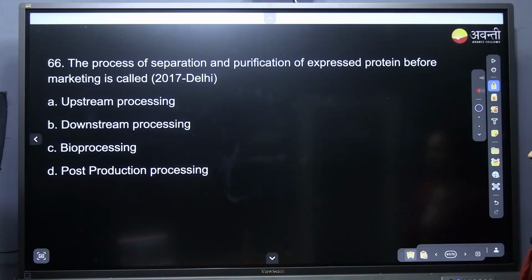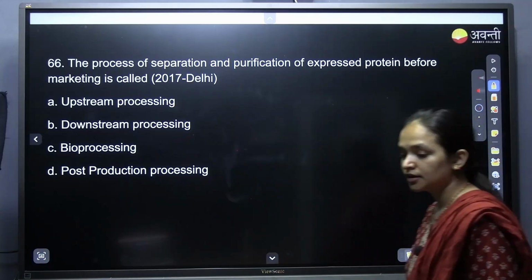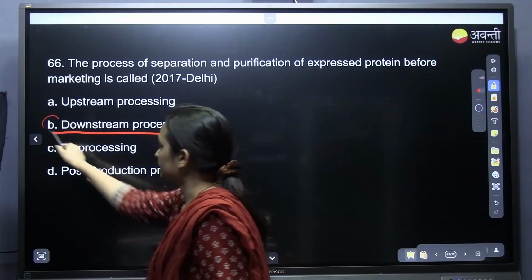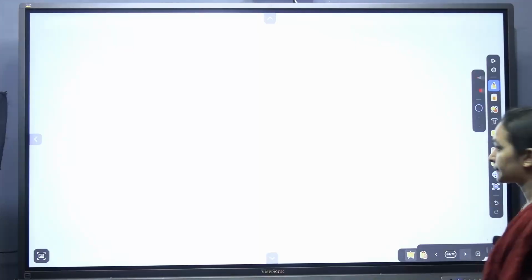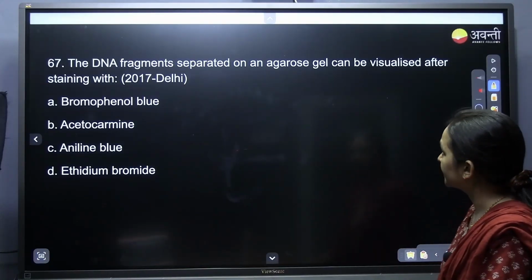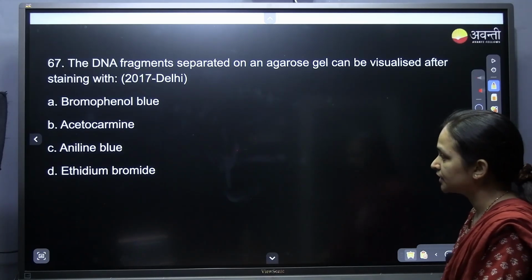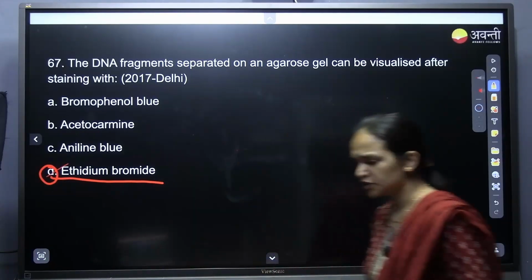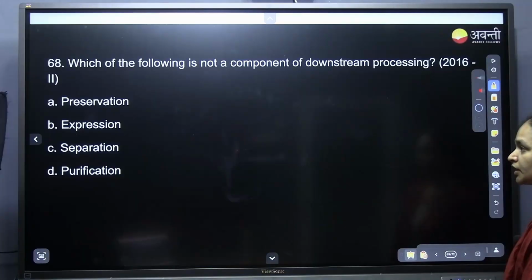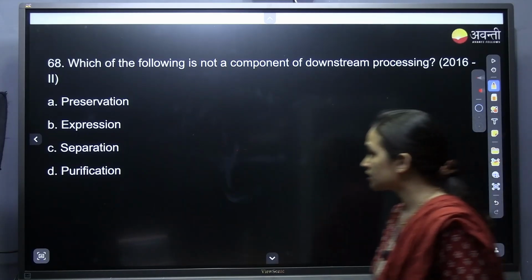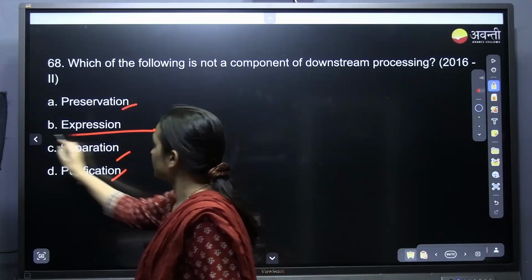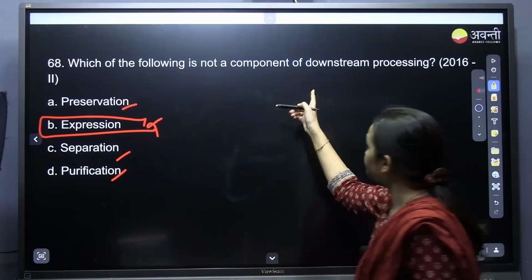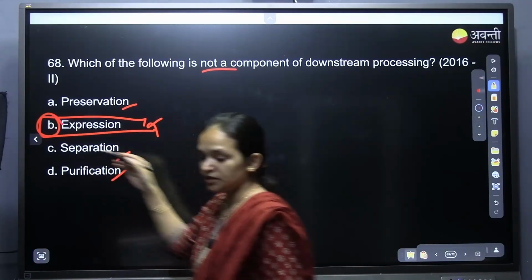The process of separation and purification of expressed protein before marketing is called downstream processing. B for Bombay is the correct answer. The DNA fragment separated on an agarose gel can be visualized after staining with? This is also repeated the third or fourth time. It's a very much repeated question. It's ethidium bromide. Which of the following is not a component of downstream processing? Preservation, yes. Separation, yes. Purification, yes. Expression is not. B for Bombay is the correct answer.